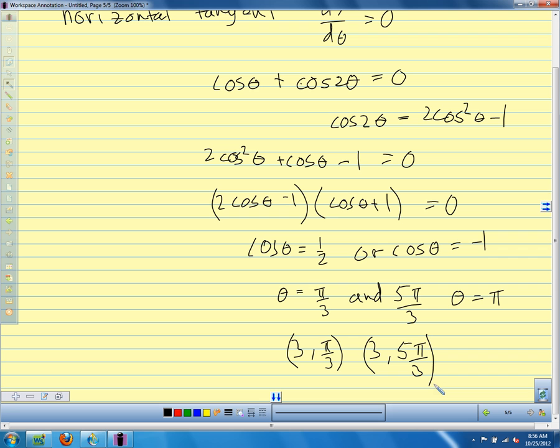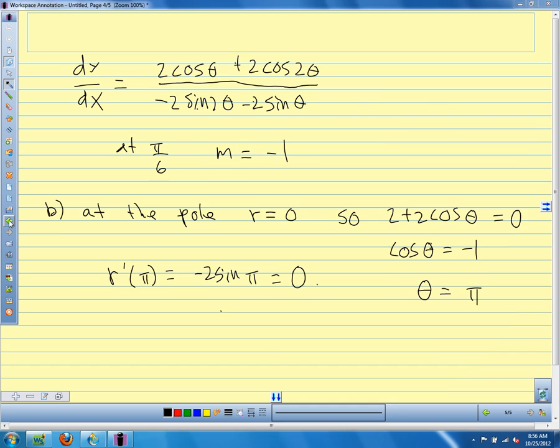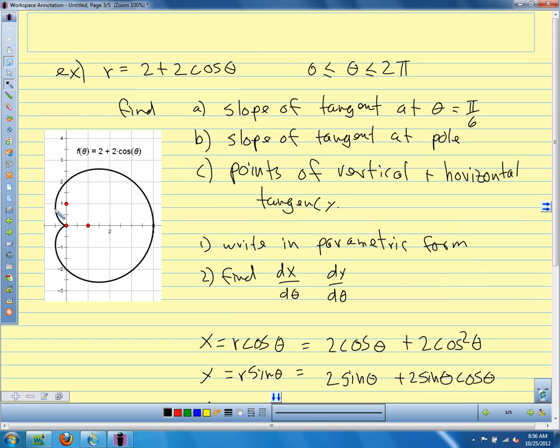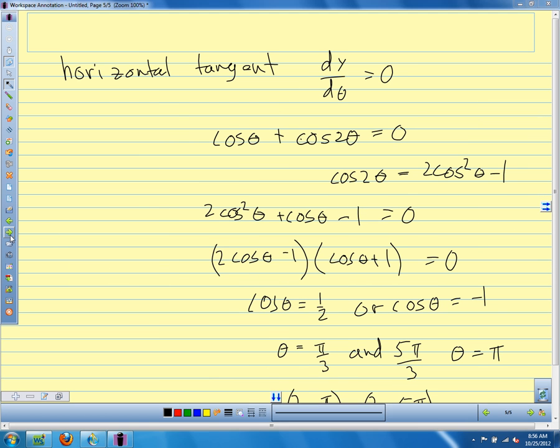Yes. So if we go back to our graph really quickly, our horizontal tangents would be, this is approximately pi over 3. So we'd have a horizontal tangent there and a horizontal tangent at 5 pi over 3. All right. Sorry that we had to go so quickly.